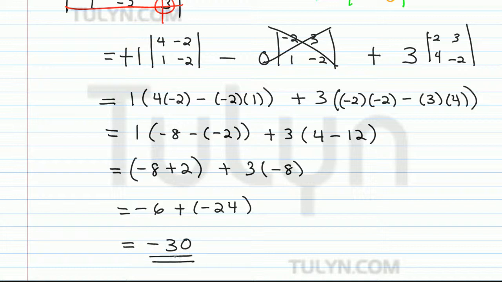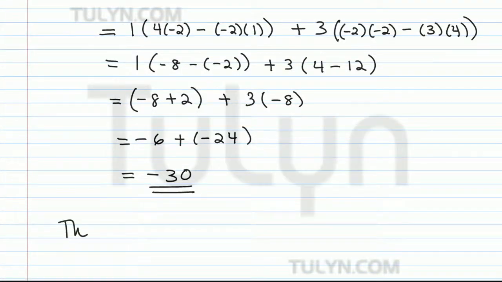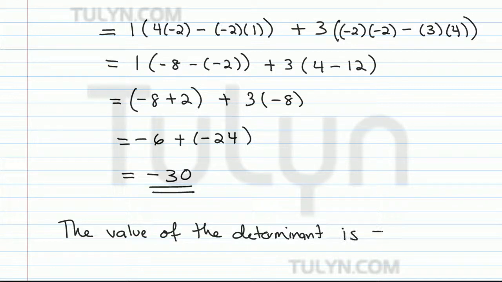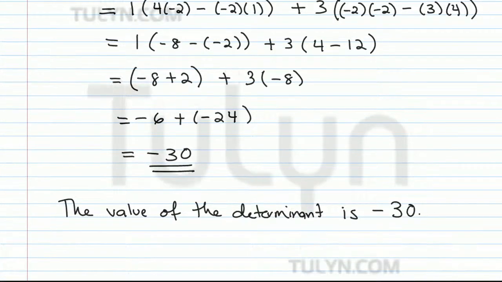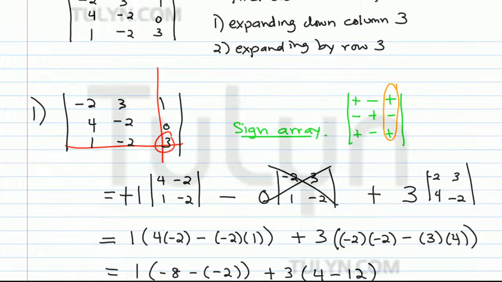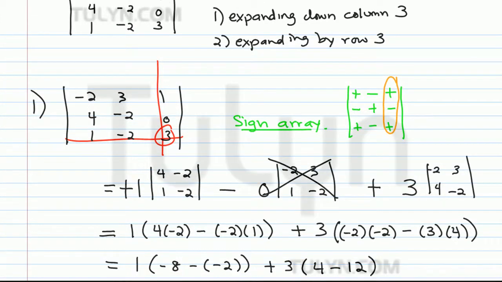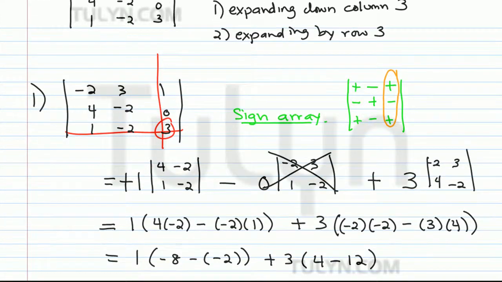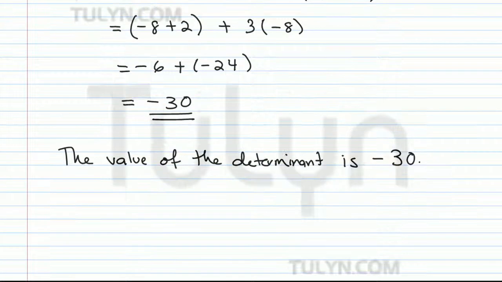Negative 30 is thus the value of the determinant, and if you want, you can write it as a sentence to make things clear: the value of the determinant is negative 30. So now we want to expand by row 3, and I want to show you that expanding by row 3 is going to give us negative 30 as well.